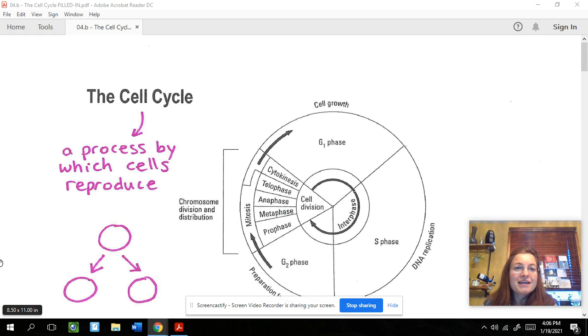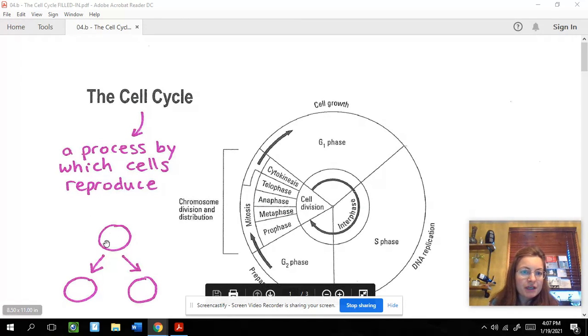Hi, everyone. Today's lesson is on the cell cycle. So the cell cycle is a process by which cells reproduce. We've talked about this before. Essentially, we have a parent cell splitting into two daughter cells.